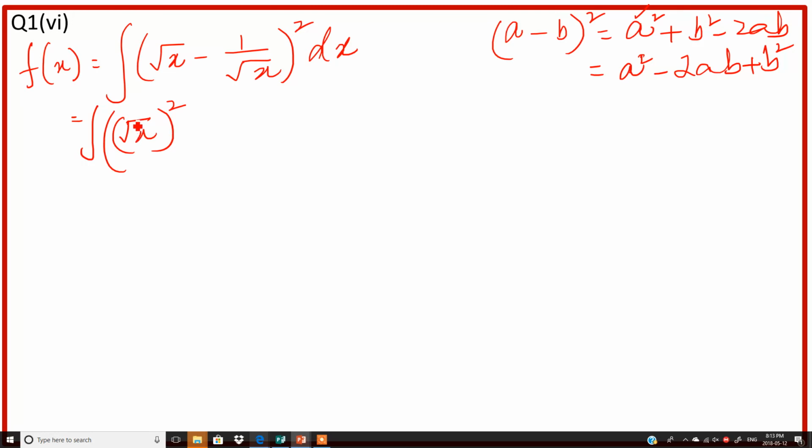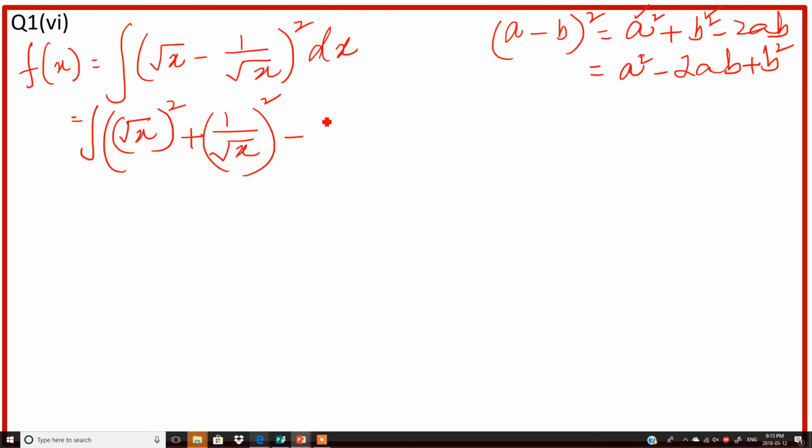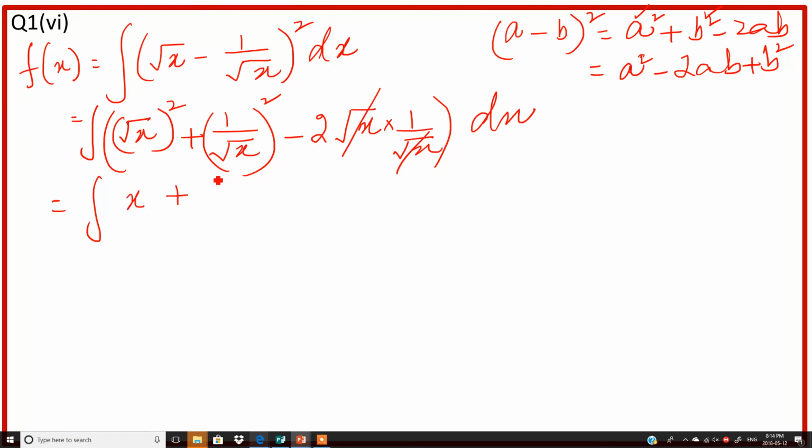A square means square root under root plus b square. Instead of b we have 1 over under root x. So make the square of this. We have done this, and now negative 2ab. So negative 2, instead of a we have under root x, instead of b we have 1 over under root x, and then parenthesis close and dx. So this will cancel each other. Under root x whole square means we have x here, 1 over x, negative 2.